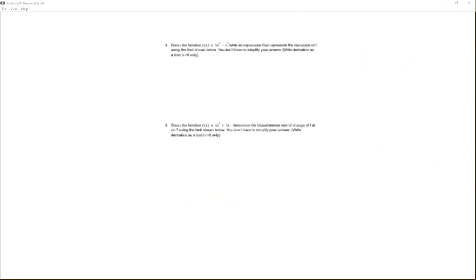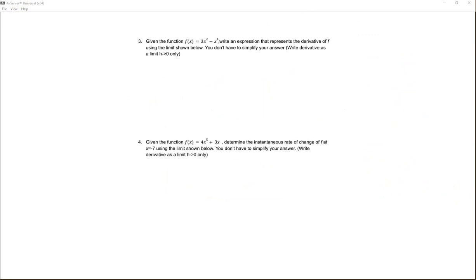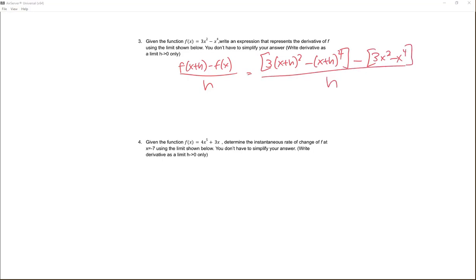Number 3, given the function, write the expression. So all you have to do for this one is just put in the difference quotient and you don't have to solve it. So you just go f of x plus h minus f of x all over h. This equals 3 times x plus h squared minus x plus h to the 4th power, that's one portion here, minus 3x squared minus x to the 4th, all over h. That's all you have to do. You don't have to simplify your answer. Or you can put limit as h approaches 0.